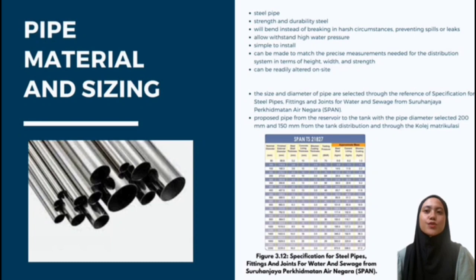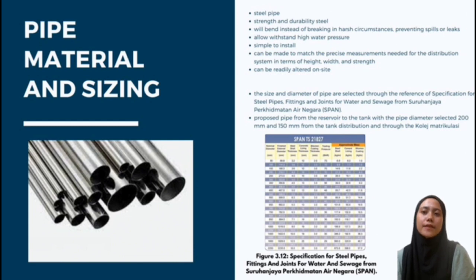A steel pipe is chosen to serve as the water distribution system pipeline for the College Matriculasi Arau, after all the factors are taken into account. When it comes to water distribution in different types of water supply systems, steel pipes are the material of choice because of their many benefits. The proposed steel pipe from the reservoir to the tank has a selected pipe diameter of 200 mm, and 150 mm from the tank distribution and through the matriculasi.